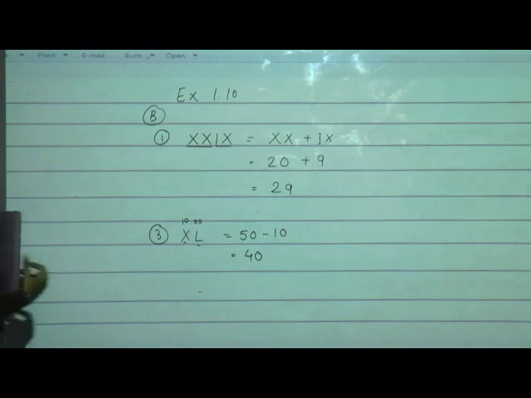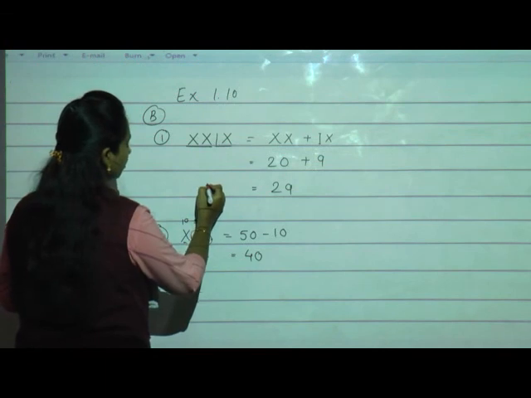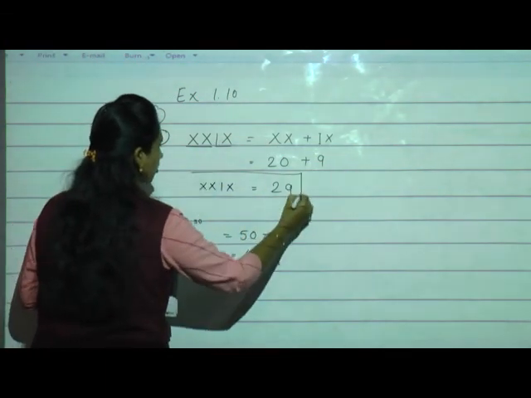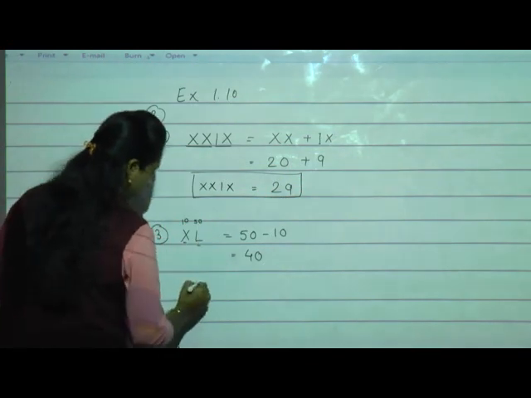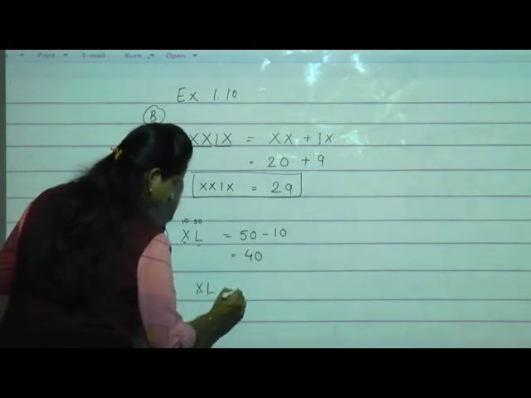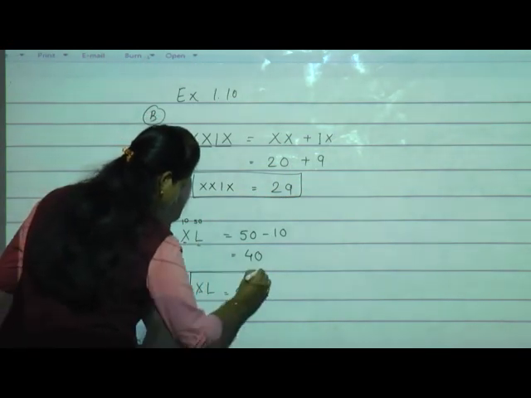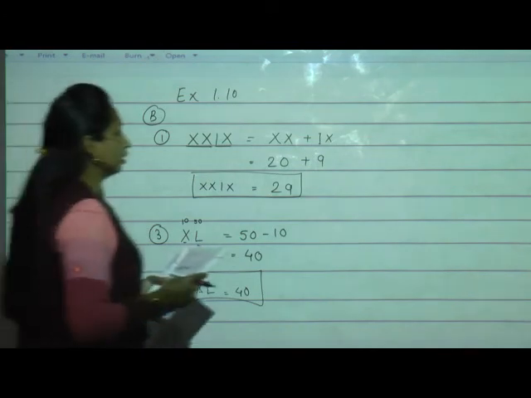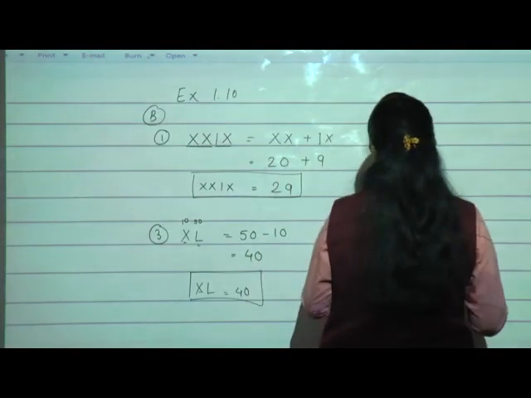Got it? Once again, you can write in this way and just box this answer, or else write once again in this way and just box the number. The representation will be good. Now we will solve the next question.